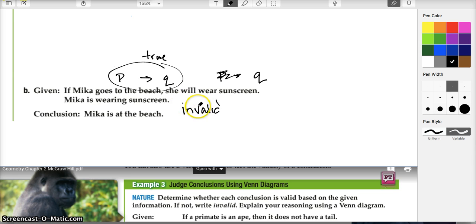It does not follow the law of detachment, because the law of detachment says if P then Q, and then we get another P situation, or a situation that agrees with P, then we can imply Q. Here we got P and Q, but then we were given Q back again.